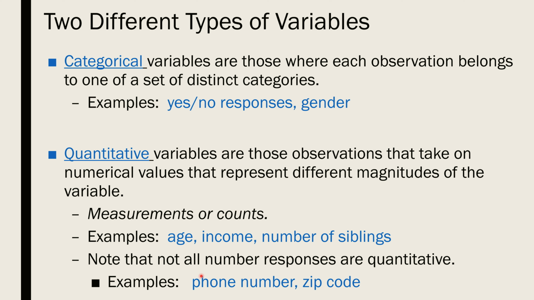Note that not all number responses are quantitative. For example, your phone number and zip code are categorical variables. They are not quantitative variables.